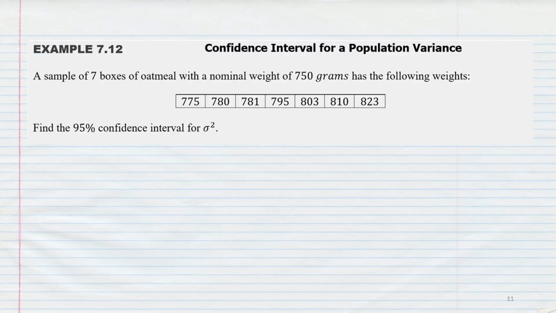Let's do an example on the confidence interval on the population's variance. A sample of 7 boxes of oatmeal with a nominal weight of 750 grams has the weights shown in the table. Find the 95% confidence interval for population variance sigma square. Pause the video and apply the cheat sheet to solve this example.